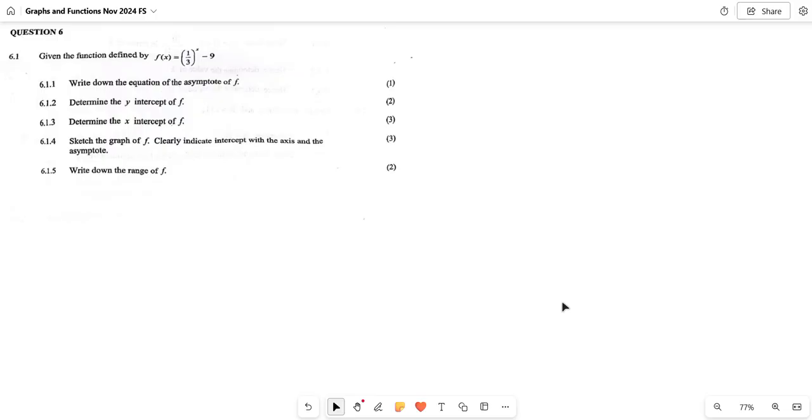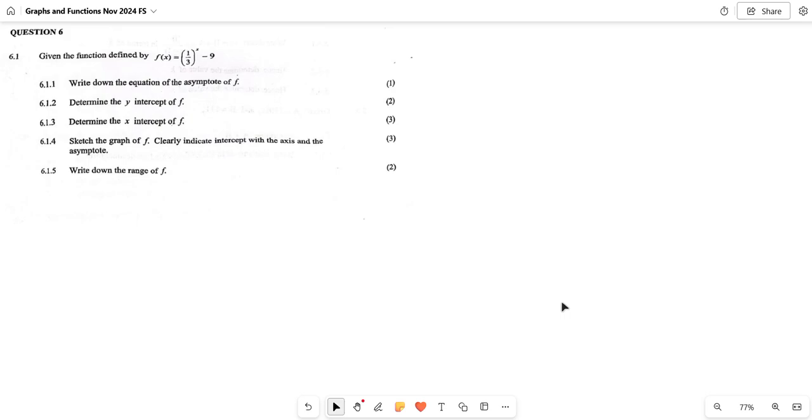The paper that we have in front of us is from November 2024, from the Free State Province. It is a grade 11 paper that was written by learners residing in the Free State, the 2024 academic year learners. Now here we are going to deal with our functions.